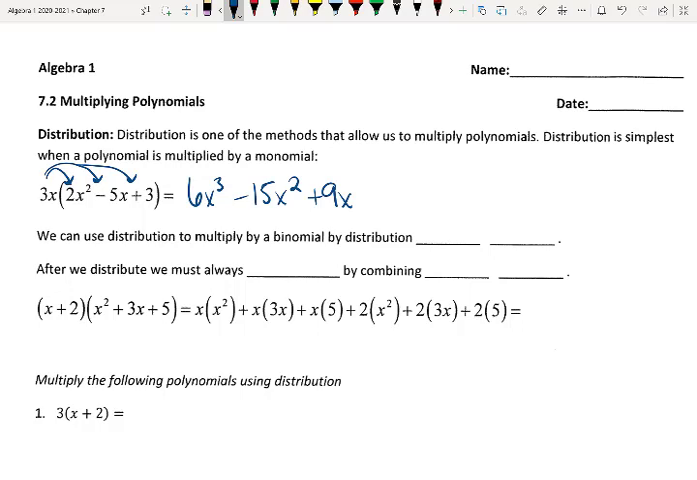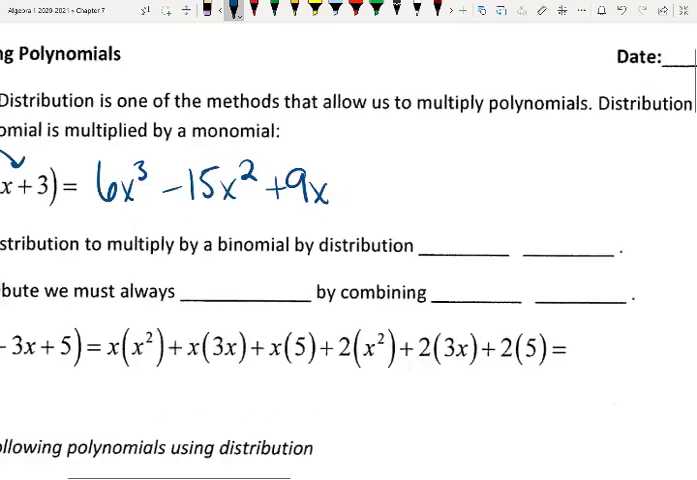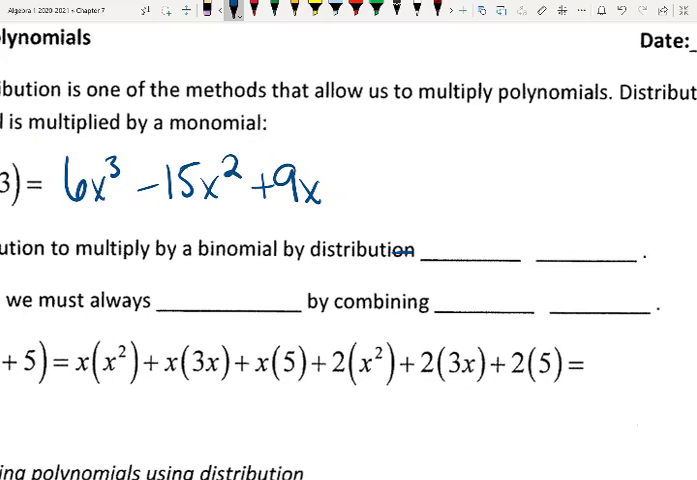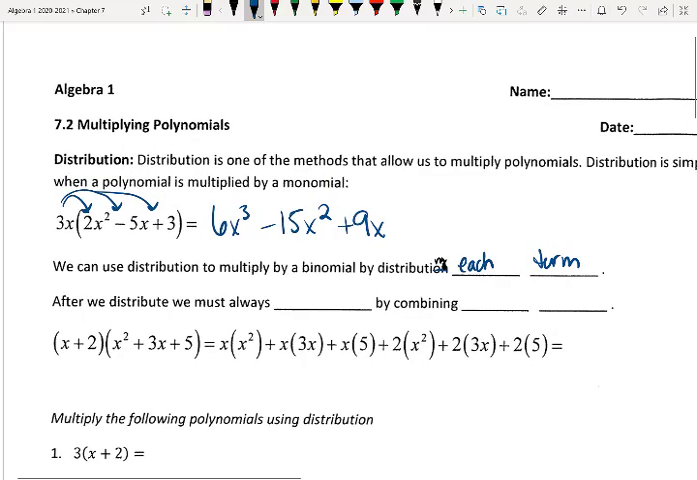We can use distribution to multiply by a binomial, by distributing each term. So that was distribution up above. That was by a monomial, so just a single thing multiplied in. We can also distribute a binomial, so a two-term thing, by distributing each term.